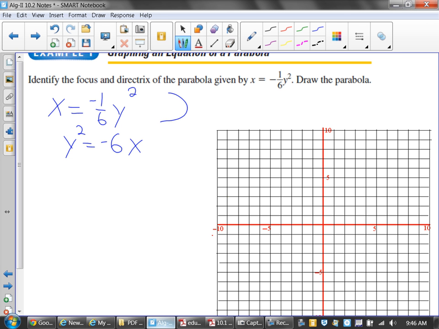Now, for some odd reason, I think I wrote that generic one down wrong. I think I flipped my X's and Y's. I did. Nuts.